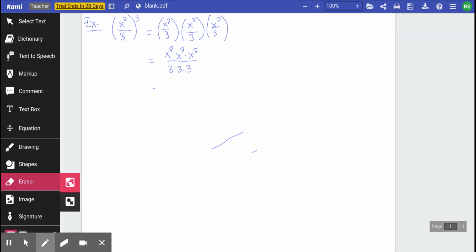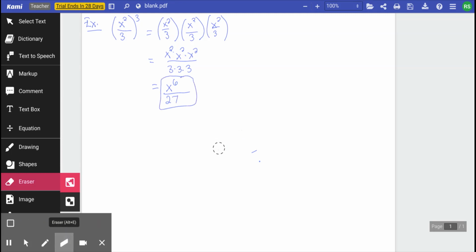X squared times x squared times x squared is x to the 6th. There are 6 x's being multiplied together there. 3 times 3 times 3 is 27. That is the simplified expression for that problem.